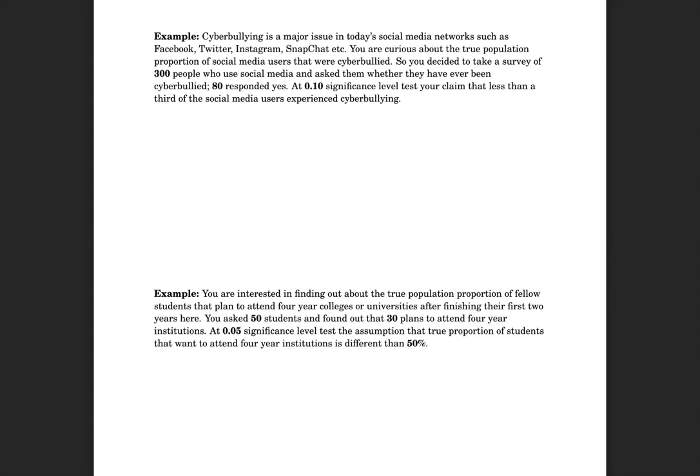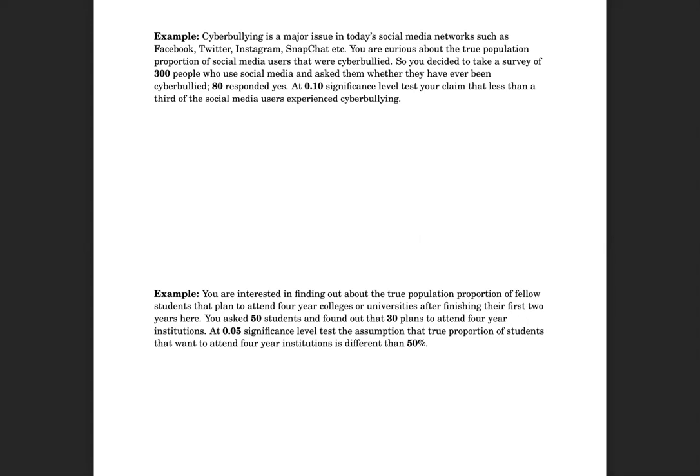Cyberbullying is a major issue in today's social media networks, such as Facebook, Twitter, Instagram, Snapchat, etc. Nowadays, add a few more. Since I made the problem several years ago, a few more got added, like, I don't know, TikTok. Pinterest has been there for a while.